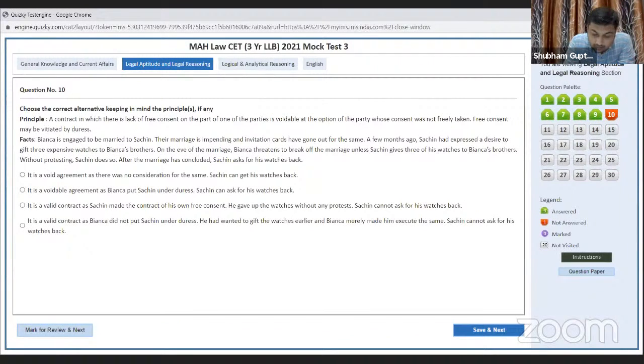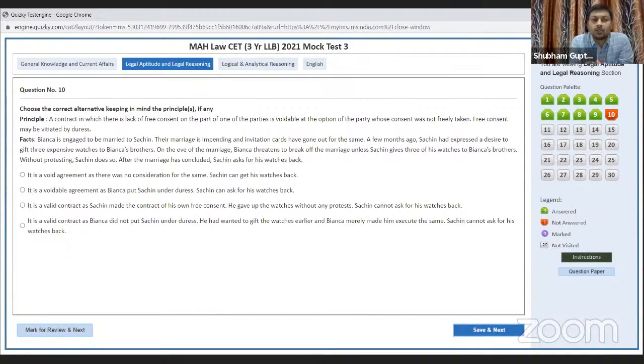Now let's read the 10th one. It says a contract in which there is lack of free consent on the part of one of the parties is voidable at the option of the party whose consent was not freely taken. Free consent may be vitiated by duress. So what I understand is free consent is very important before you enter into any contract. So what is free consent? If you have seen any movie with a courtroom drama where they say "मैं अपने होश और हवास में", they are saying that in full senses whatever they are telling is true, or they are telling it freely. And duress means they are not under pressure. So free consent may be vitiated by duress.